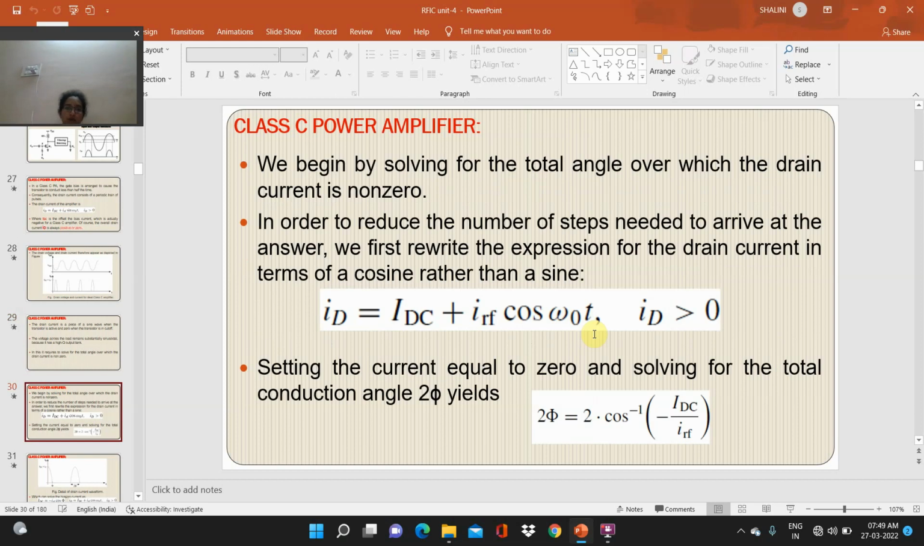We begin by solving for the total angle over which the drain current is non-zero. In order to reduce the number of steps needed to arrive at the answer, we first rewrite the expression for the drain current in terms of a cosine rather than a sine. So ID is equal to IDC plus IRF cos omega naught t when ID is greater than 0. Setting the current equal to 0 and solving for the total conduction angle 2 phi yields 2 phi is equal to 2 cos inverse of IDC by IRF.